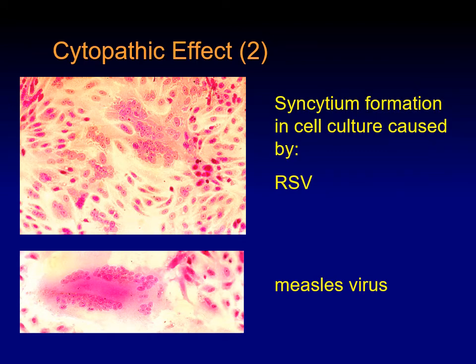Again, this is another picture of RSV, or respiratory syncytial virus, which tends to form these giant, multinucleated cells. As you can see here, some of them have so many nuclei, and this also occurs with measles in certain cases.